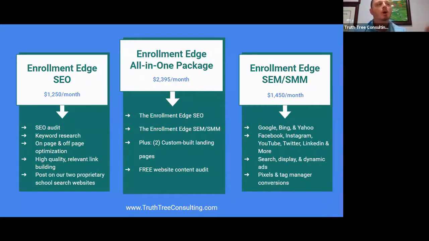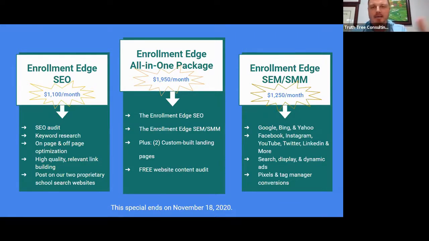Now, these are our costs right now, but here comes the sales pitch. If by the 18th you say, hey, you know what, Trevor, we would love to partner with you on one of your packages, you get a really nice discount. So the Enrollment Edge SEO, that's organic. If I type in best summer camp near me, organically, not the ad, we want you to show up high. With that, you get a lot of bells and whistles. You get on page and off page, everything that comes with SEO.